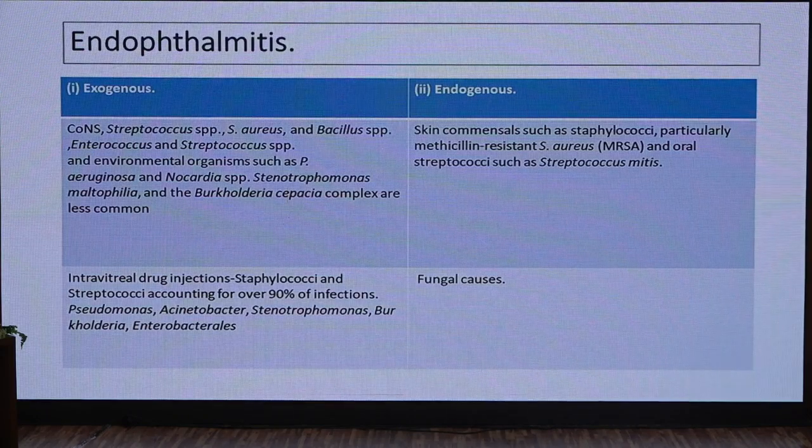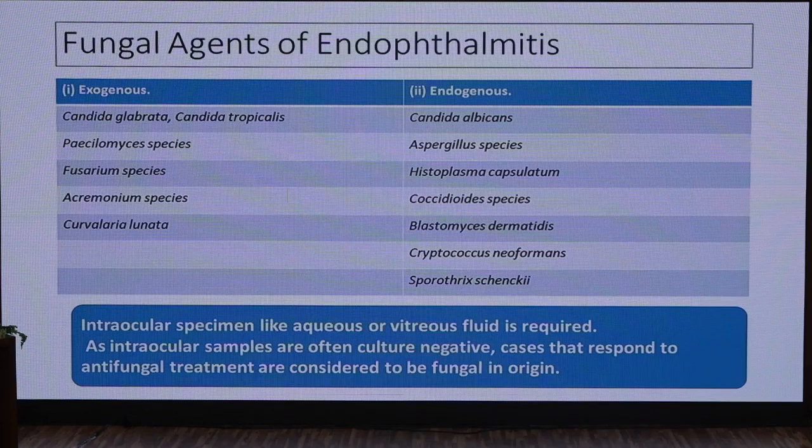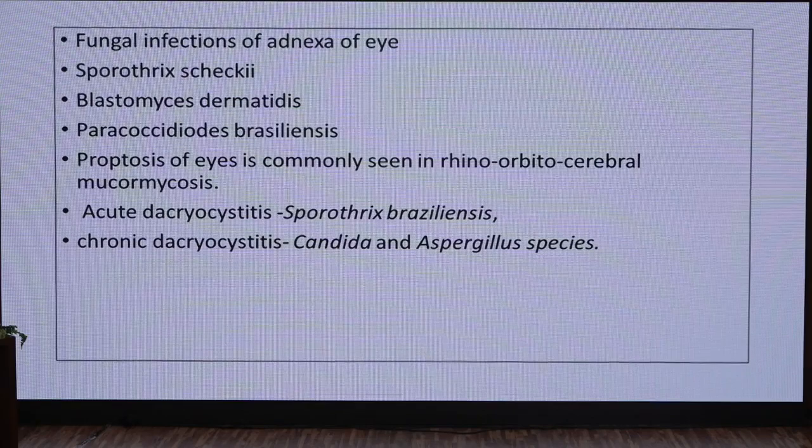Coming to endophthalmitis, exogenous and endogenous. Exogenous causes are mostly associated with bacteria, and endogenous mostly with MRSA and oral streptococcal infection. Fungal causes can also come under endogenous. These are all the fungi that are associated with exogenous and endogenous endophthalmitis. An intraocular specimen like aqueous or vitreous fluid is required for diagnosis, and as intraocular samples are often culture negative, cases that respond to fungal treatment are considered to be fungal in nature.